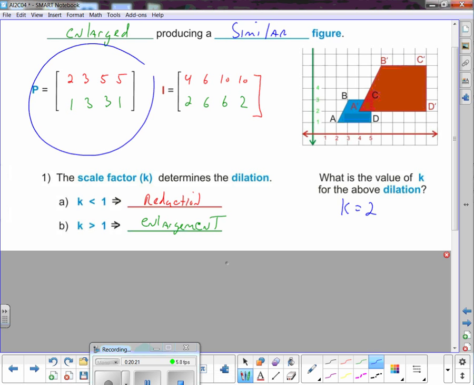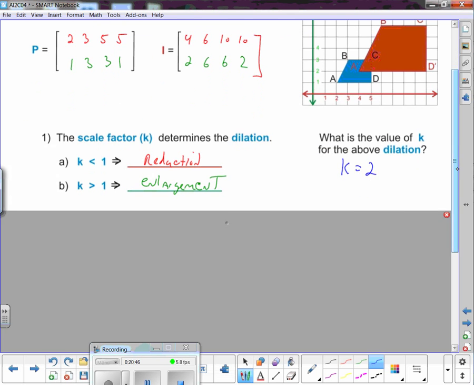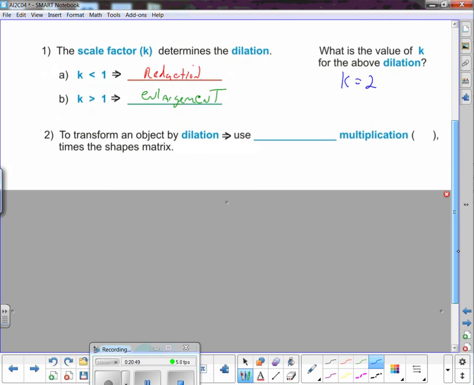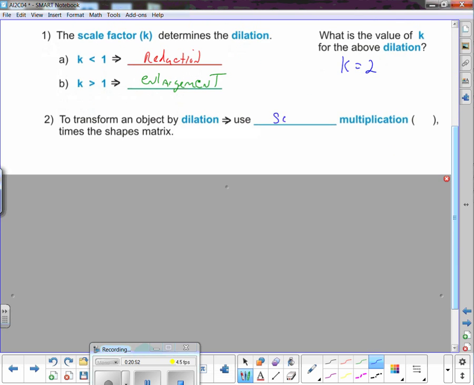Does anybody see how a 2 does anything from there to there? Abigail? So what kind of multiplication would that be? So scalar multiplication, right? If we scalar multiply the first matrix by 2, we get the second matrix. We just doubled the size. We enlarged it by a factor of 2. All right, so to transform an object by dilation, use scalar multiplication. And you're going to multiply by the value of k, right? So k times the shape's matrix, if you know k.